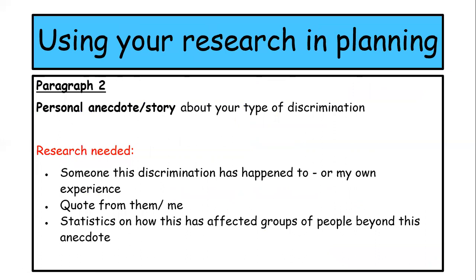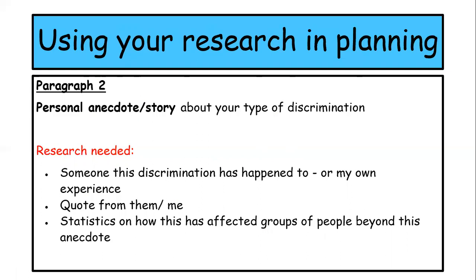Moving on to paragraph 2, this is where you're going to write about your personal anecdote, which is just a short story, something that's happened to you or something that you've heard of that you know about. In this case, you're going to find out maybe has someone experienced this that you know, or is it your personal experience? Then you're going to make notes about that. You might want to include a quote, and again you can back this up with some statistics of where do you fit in this statistic. Are you one in 85% of people who've experienced this form of discrimination, for example?